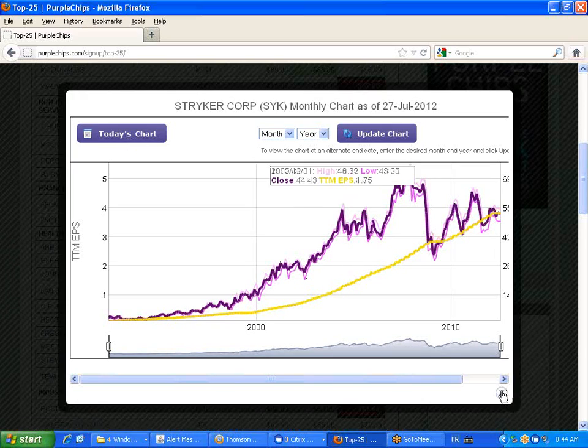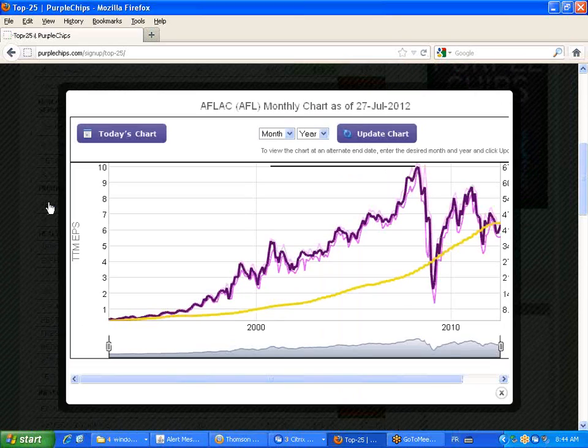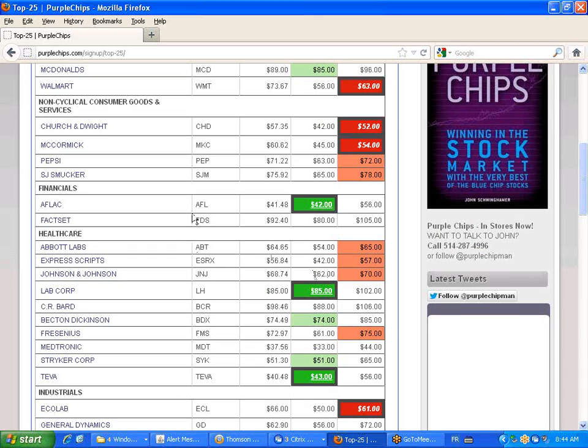If I want to get out of charting mode and go into a different stock, I click on the little X button, the close button on the bottom right-hand corner, and I go back to another stock. If I want to see what Aflac looks like, for example, click on Aflac, and I've got the chart. And so then I can change it as I wish. Close the chart, and I go back there.